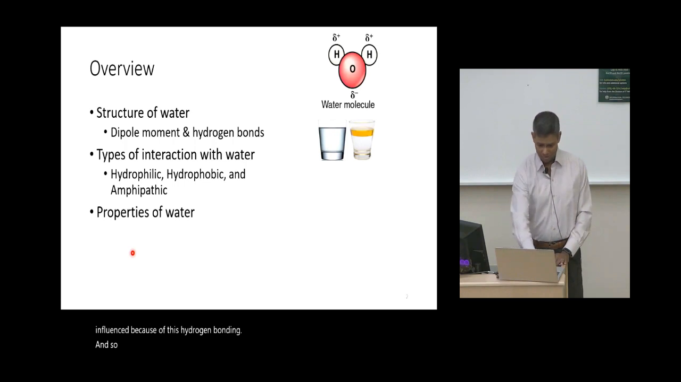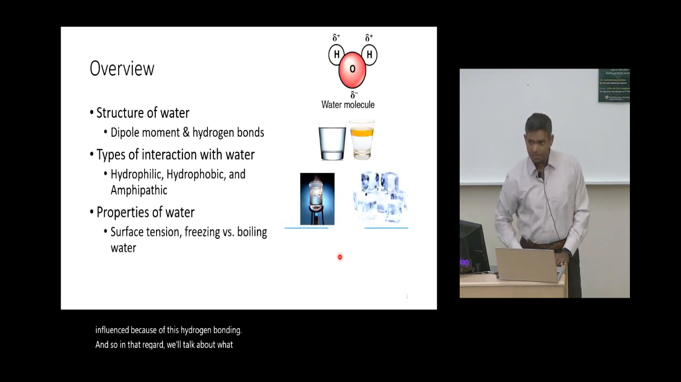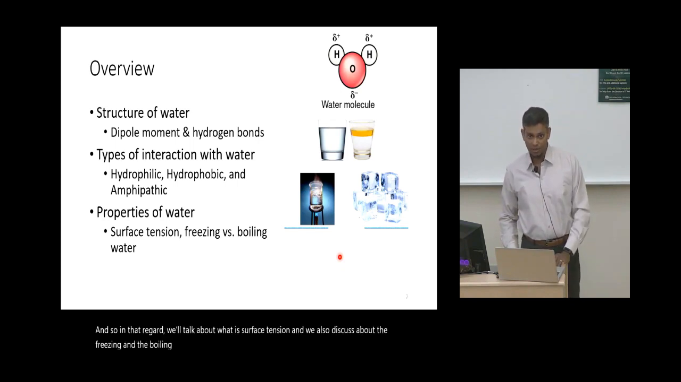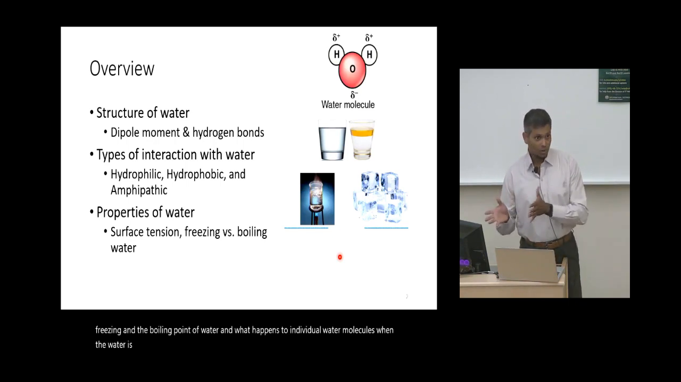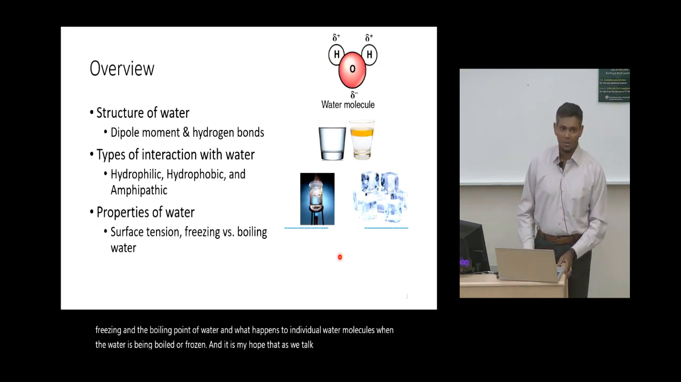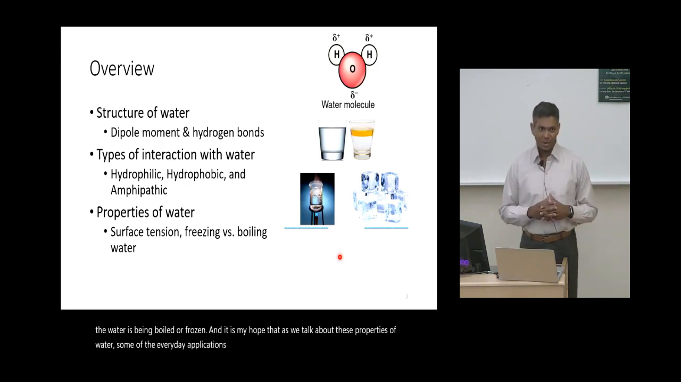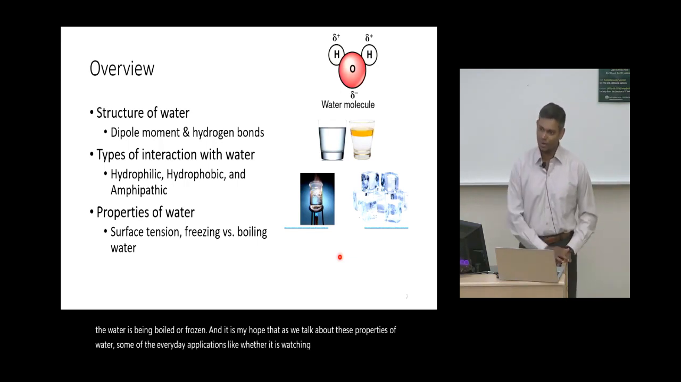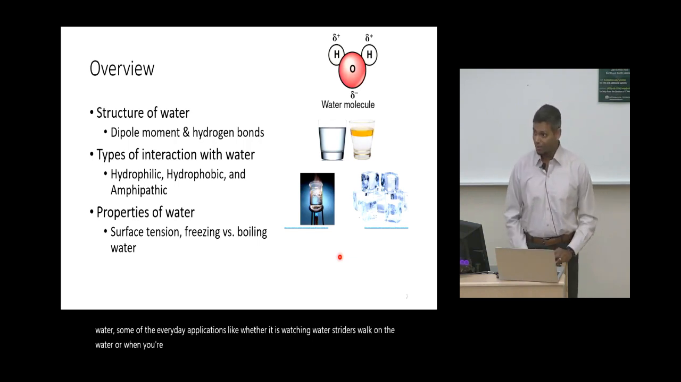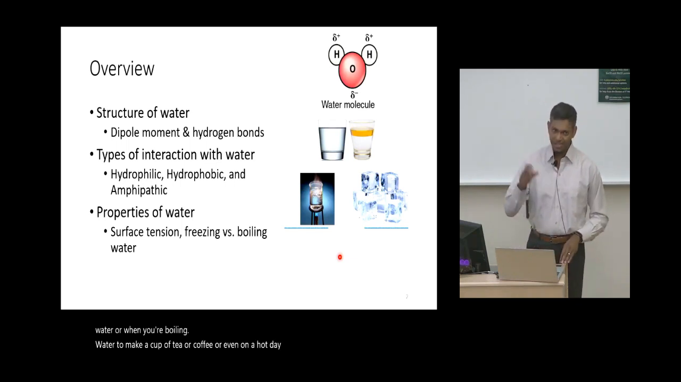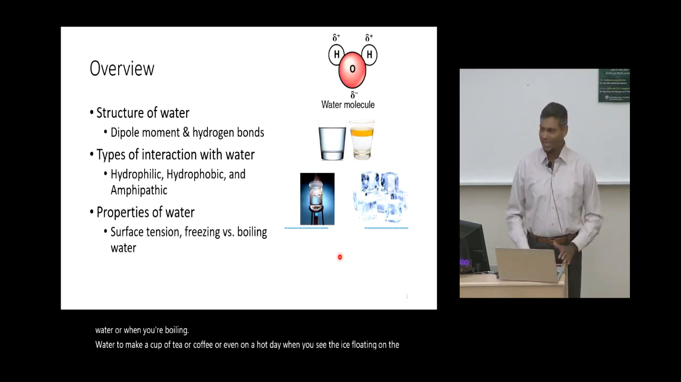And so in that regard, we'll talk about what is surface tension, and we'll also discuss the freezing and the boiling point of water, and what happens to individual water molecules when the water is being boiled or frozen. And it is my hope that as we talk about these properties of water, some of the everyday applications, like watching water striders walk on the water, or when you're boiling water to make a cup of tea or coffee, or even on a hot day when you see the ice floating on the water, it will all make sense to you.